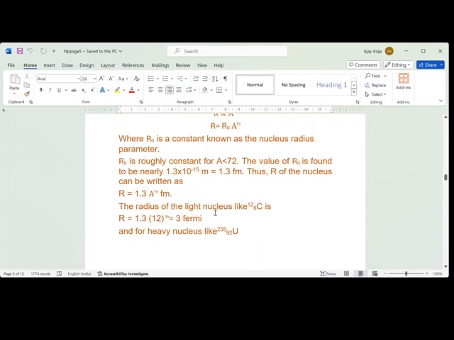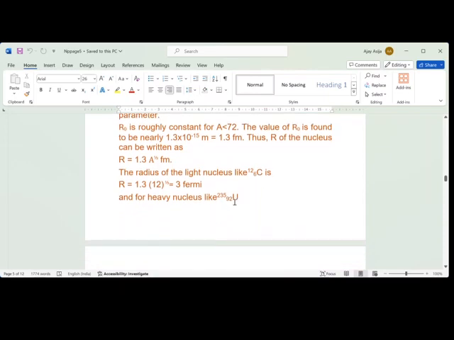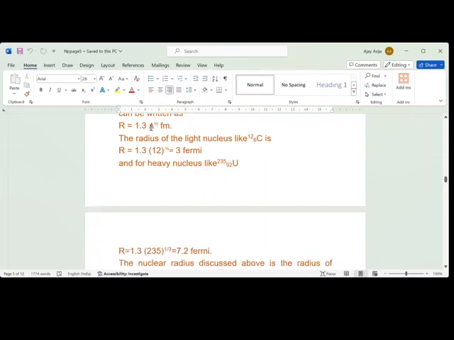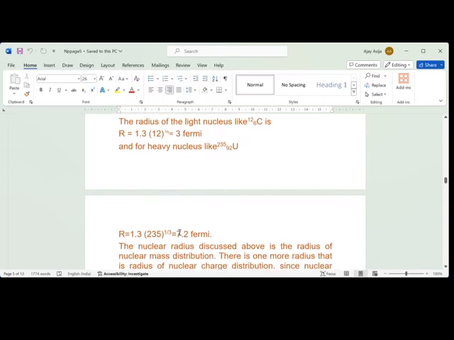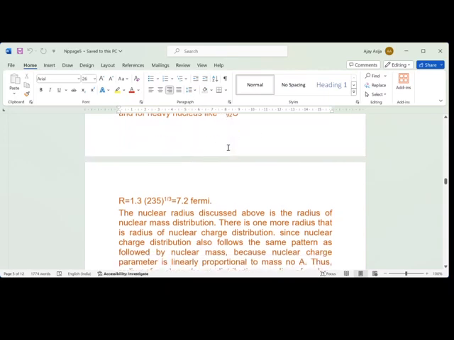To find the radius of a light nucleus like carbon having mass number 12, we put the value of A as 12, and we find that the radius becomes about 3 Fermi for the carbon nucleus. For the radius of uranium, a heavy nucleus having mass number 235, we put 235 in place of A in this formula and we get 7.2 Fermi as the radius for the uranium nucleus.